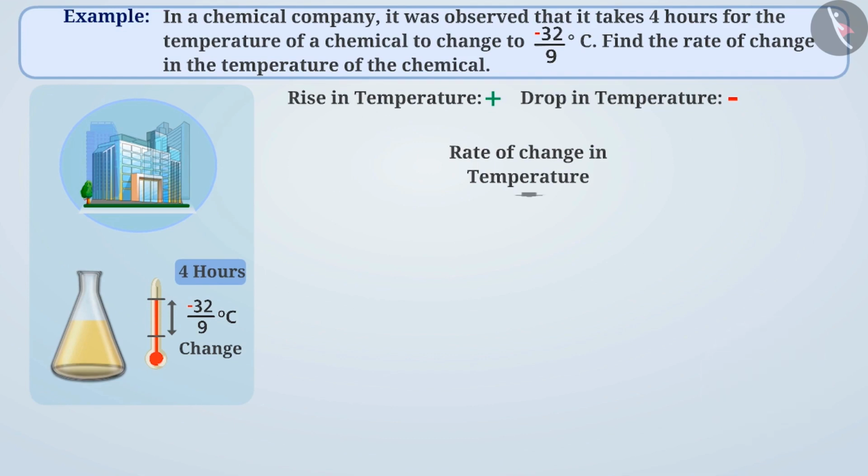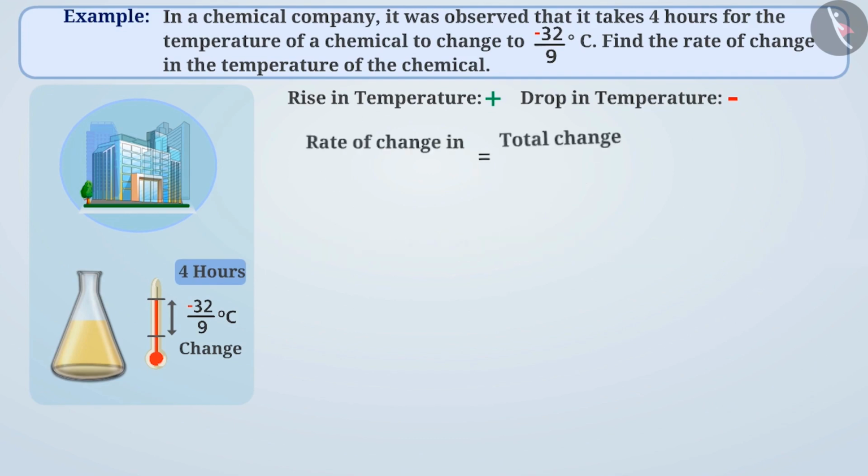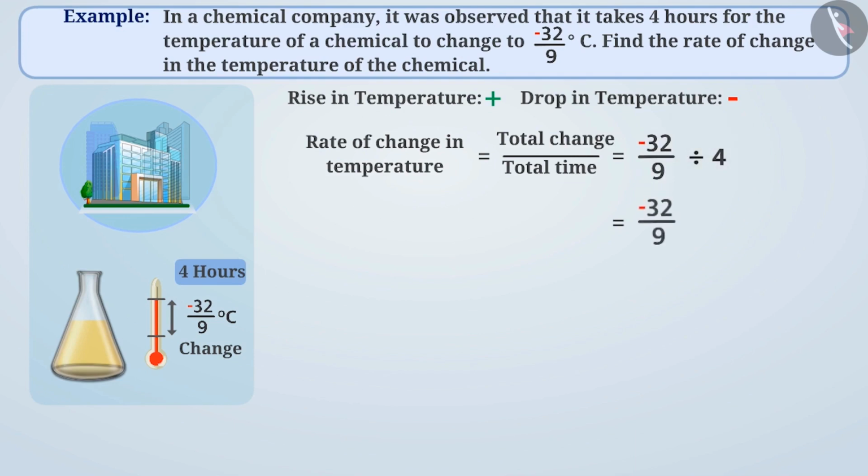Let me tell you, this means we have to find out how much the temperature changes every hour. For this, we will have to divide the total change by the total time. That is, we have to find the result of minus 32 by 9 divided by 4. To divide rational numbers, we write the dividend and multiply it by the reciprocal of the divisor. For example, here we will keep minus 32 by 9 as it is, and we multiply the inverse of the second number, 1 by 4, with minus 32 by 9.